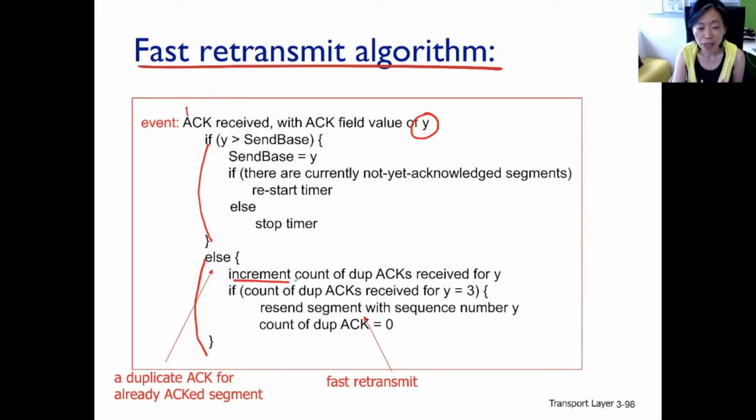So in here you see, we increment the count of duplicate ACKs. For each duplicate ACK, we increment this by 1. When the count of duplicate ACKs is exactly 3, then we resend the segment. So this is fast retransmission of a lost packet. And then of course, drop the count back to 0.